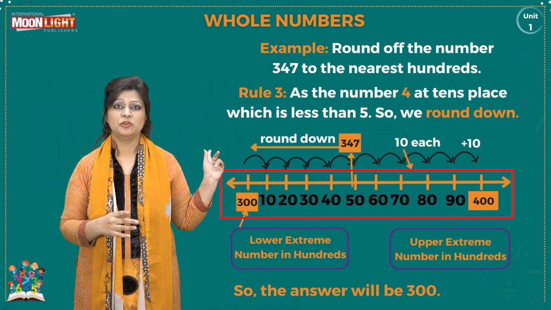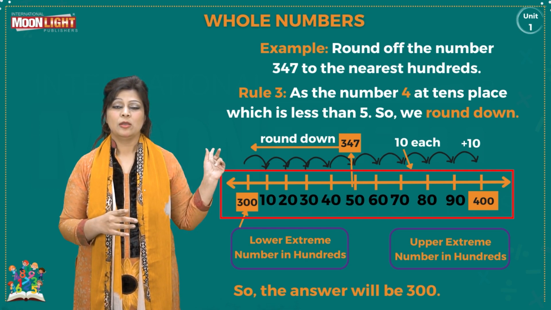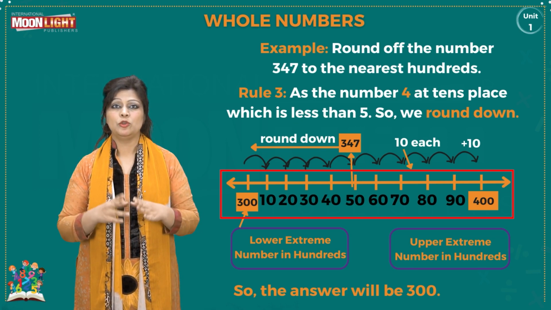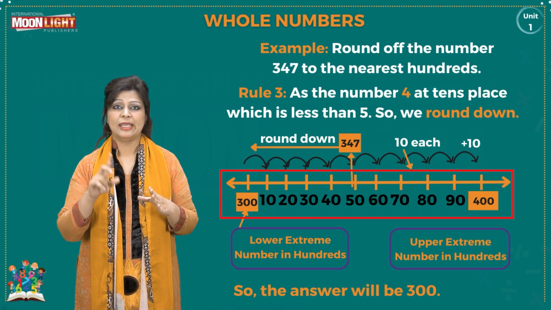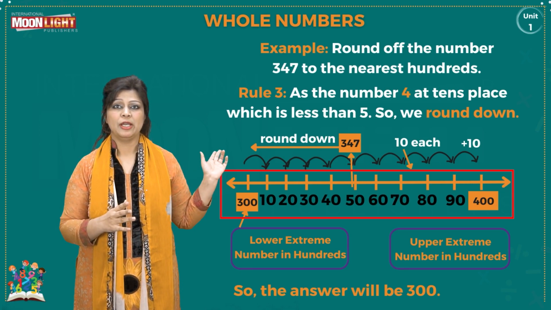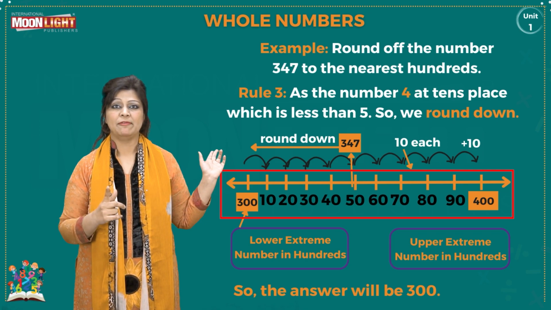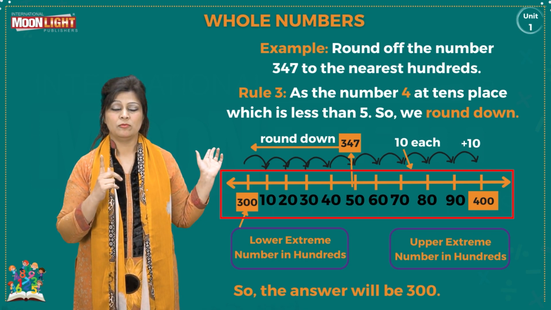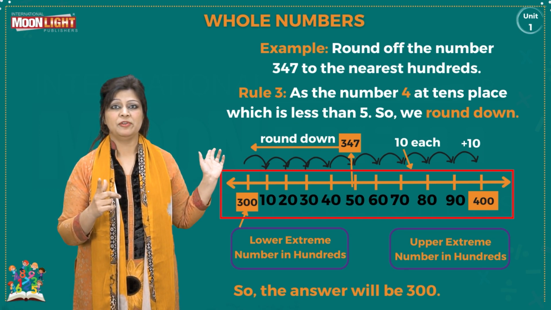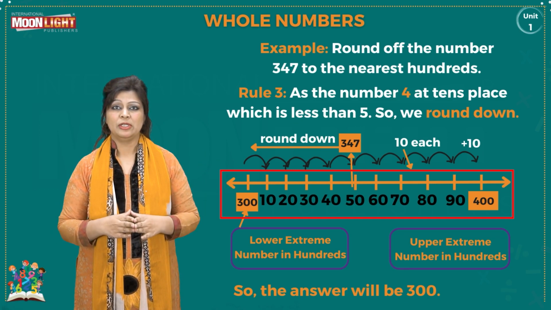300. This is 300. As I already told you, rounding to 100 means we need 2 digits, that is 10s and 1s, must be 0. So, we are going to write 300 over here because we are having 100s digit 3. So, 300 will be the lower extreme of the given number.